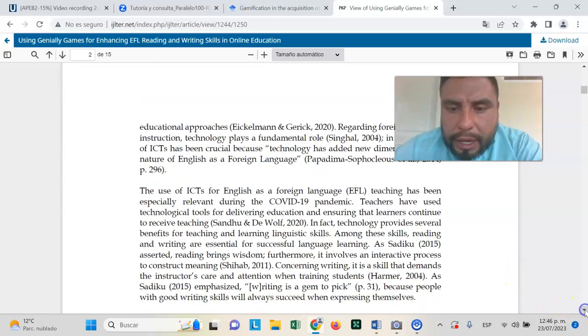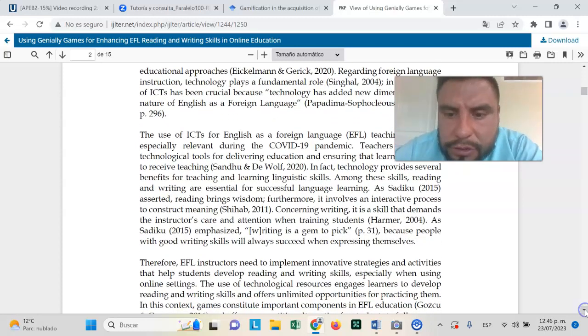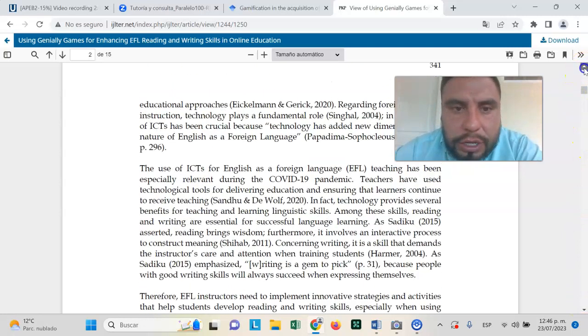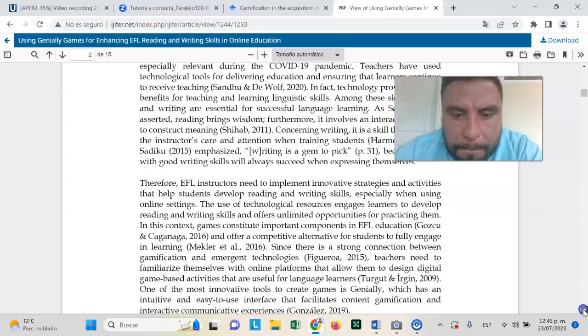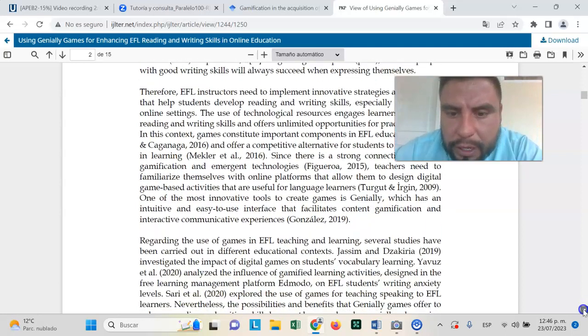Now, continue with the introduction. The introduction of this journal article is about how the digital games were added, or were established, in the pandemic process, in order for the students to develop some skills. This is what the introduction is about.